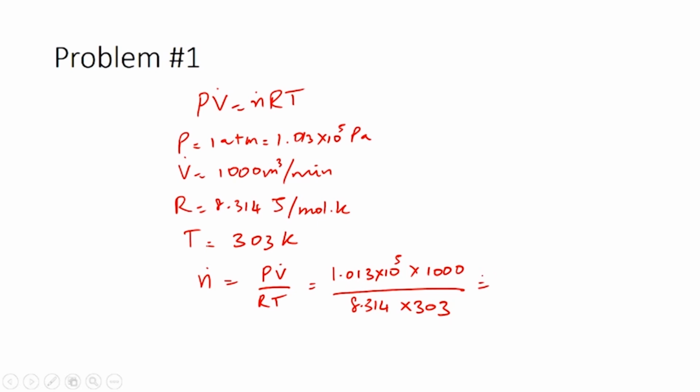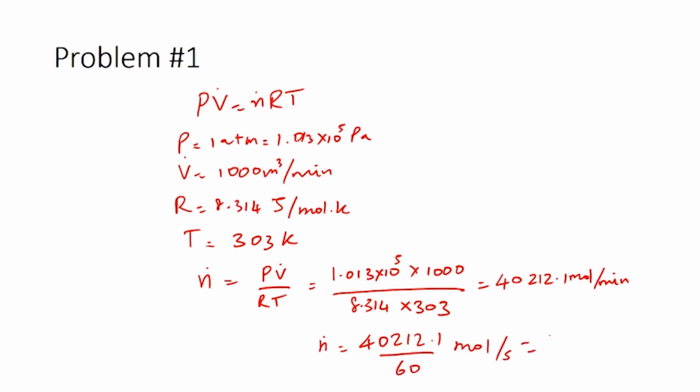So, this value is 40,212.1 moles per minute. Since the solar energy is given in terms of watts, it would be useful to convert this molar flow rate into moles per second. So, the molar flow rate n dot equals 40,212.1 divided by 60 moles per second, which is equal to 670.2 moles per second. We have air coming in and leaving the system, which means this is an open system.